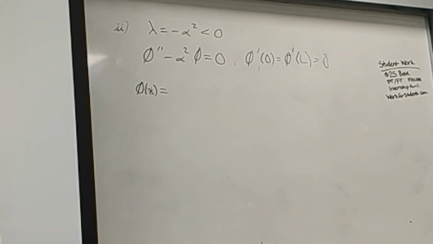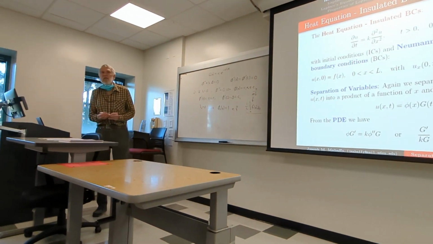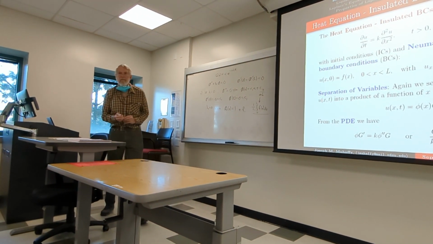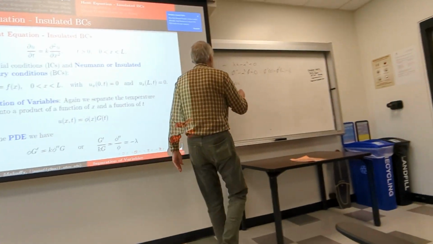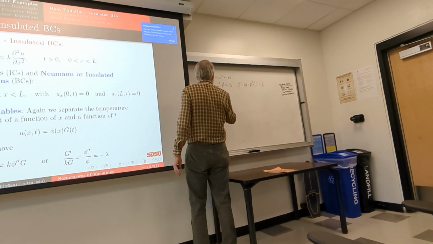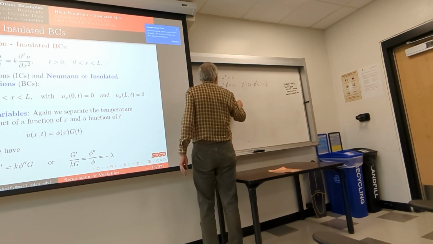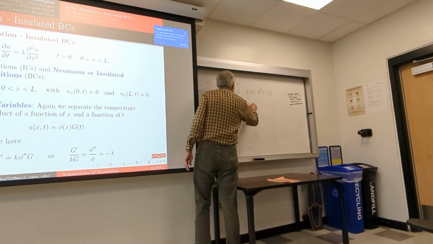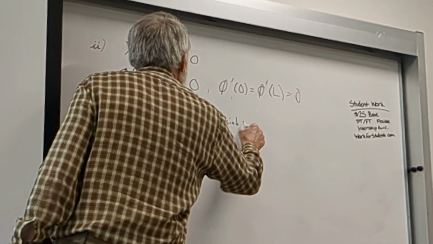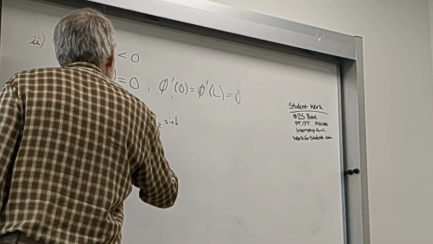What's the general solution that I have for my phi of x for this particular case? C1 cosh alpha x plus C2 sinh alpha x. Okay, we can do that combination. It's best to use cosh and sinh, and this one seems to work just fine.